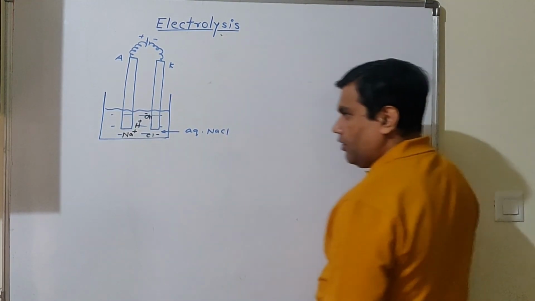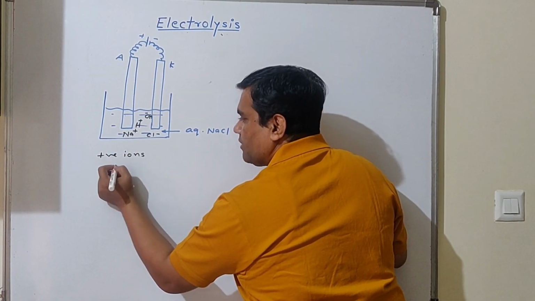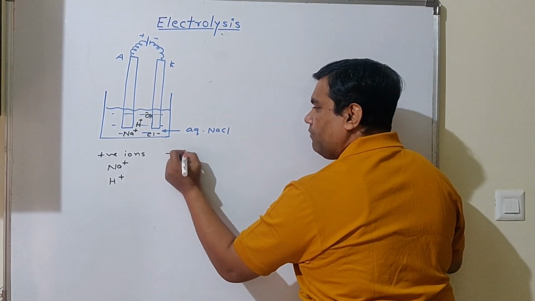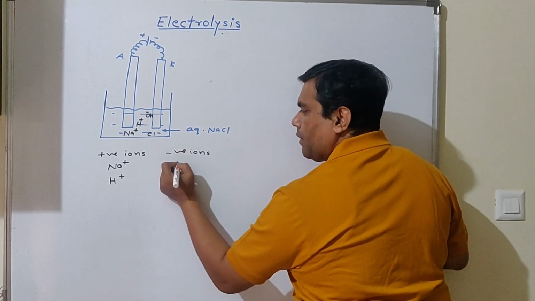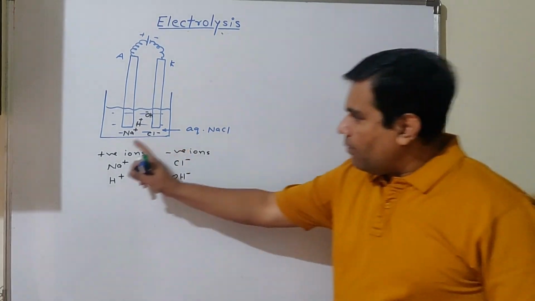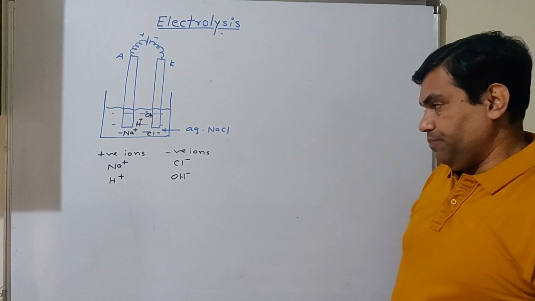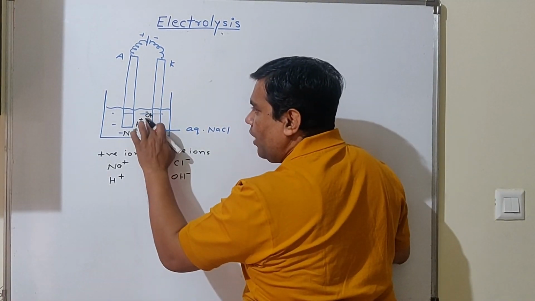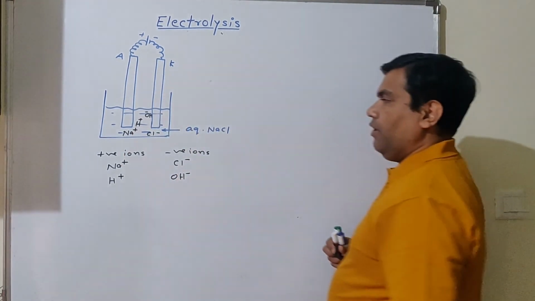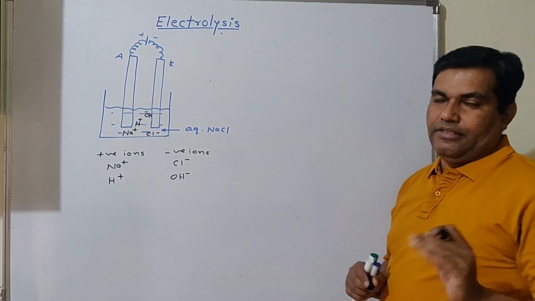That means to say what? We have 2 positive ions, Na plus and H plus, and there will be 2 negative ions, Cl negative and OH negative. Now there will be competition amongst them to reach the oppositely charged electrode. Cl negative and OH negative both will try to move towards the anode, and Na plus and H plus will move towards the cathode. The primary process needs to be a discharging of ions.